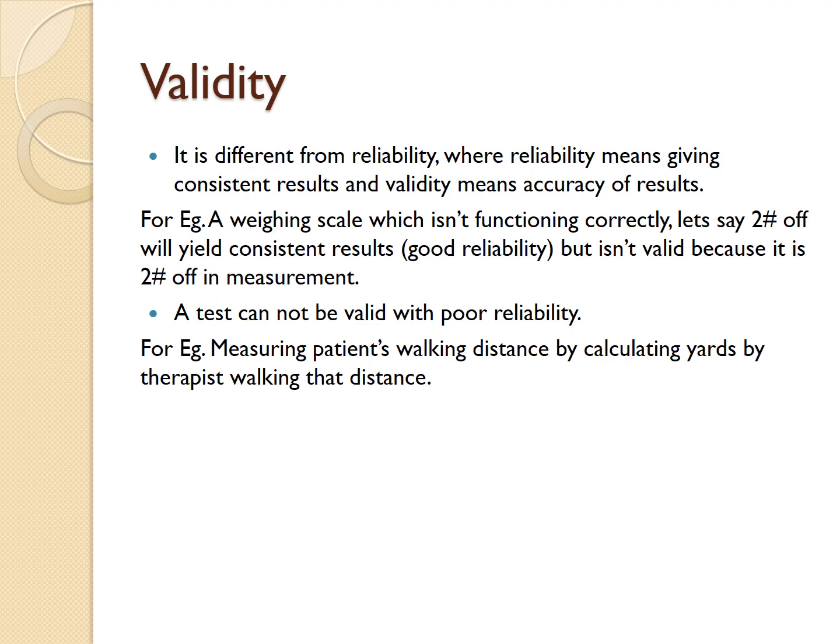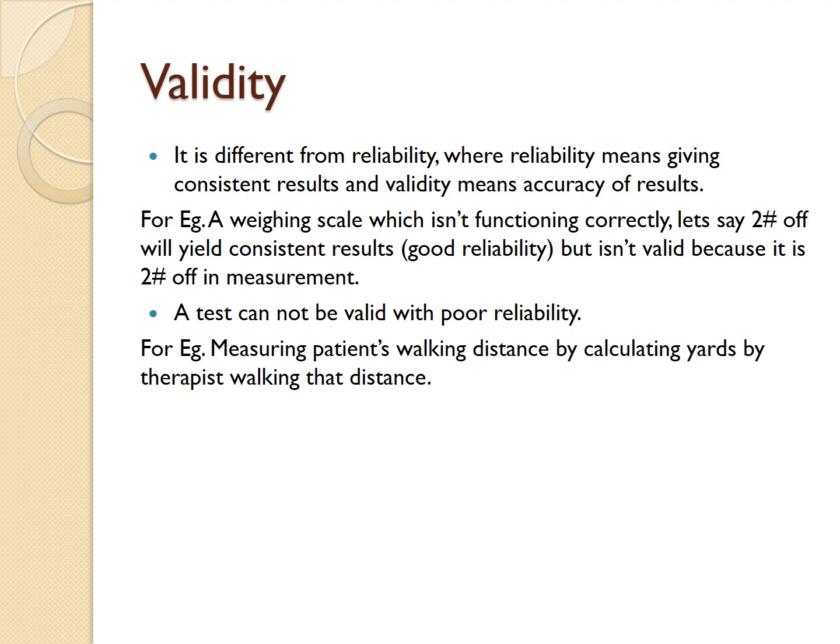So how is validity different from reliability? As I discussed earlier, reliability is about the consistency of a result or the measurement, and validity is about the accuracy of the measurement. Let's say you're taking the body weight of a person, and that person weighs 130 pounds, but each time you weigh that person, the measuring scale says 128 pounds. So what does that mean?